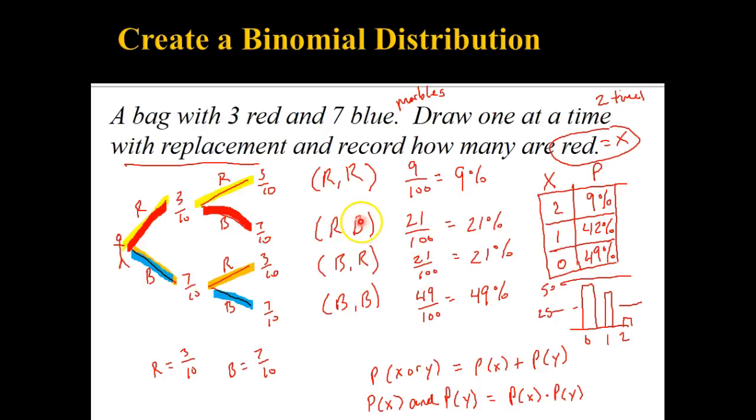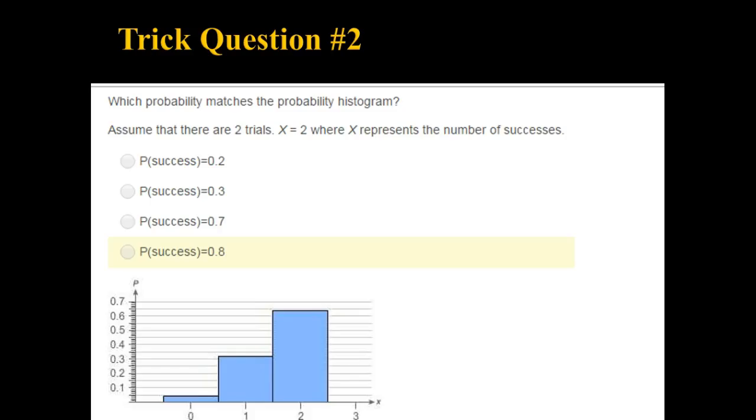The problems we're going to see are going to be fairly simple. Which brings us to this last one. This is our second trick question. This really is a trick question. Which probability matches the probability histogram? Assume that there were 2 trials.